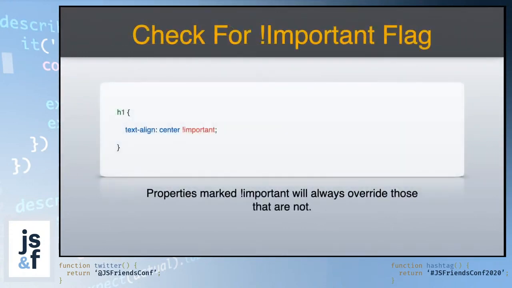Above all else, anything that is marked important will override anything else that is not. So if you have a heading 1 with a text-align center !important, without an !important, you can't fix this. And I bring this one up because this exact code was something that plagued me at one of my recent jobs when I first was being onboarded and asked to help the full stack team debug some of their style issues.